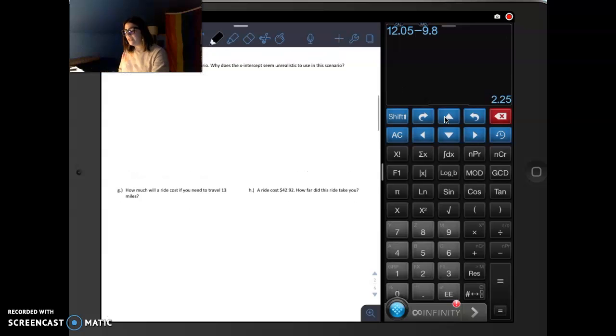It says calculate the x-intercept of the scenario. Remember, x-intercept is when we have 0 equals mx plus b and we solve it. And why does this x-intercept seem unrealistic in this scenario? So like what happened in the last video, where it was like, okay, I see the x-intercept, but it doesn't actually make sense in real life. So we're going to have to pick apart this answer.